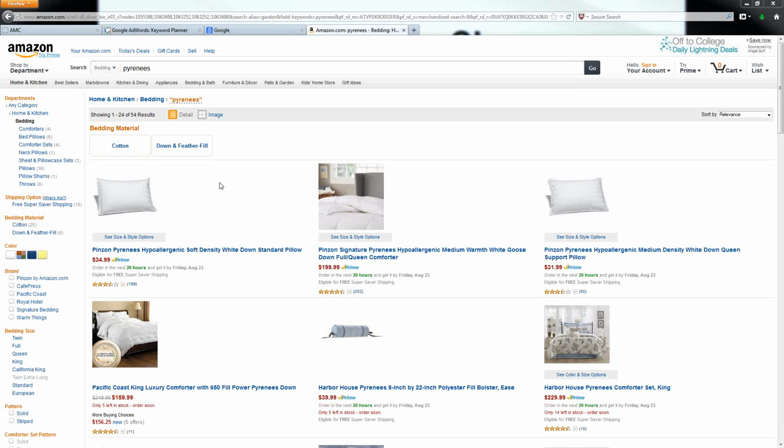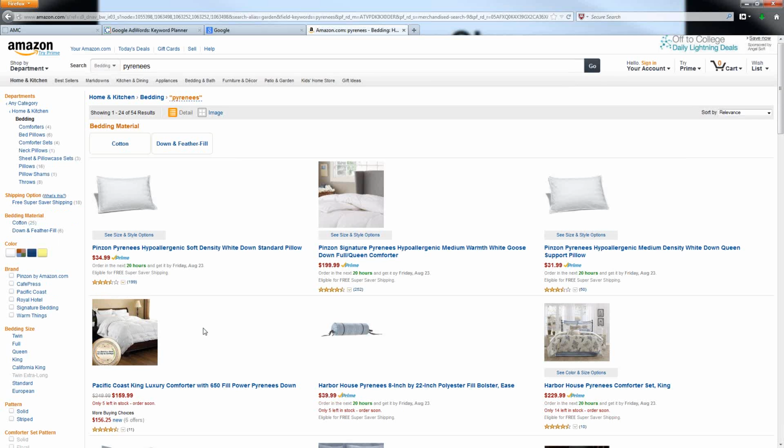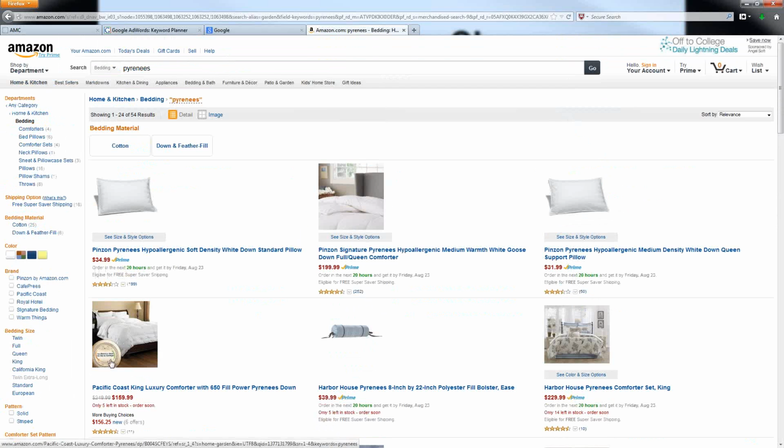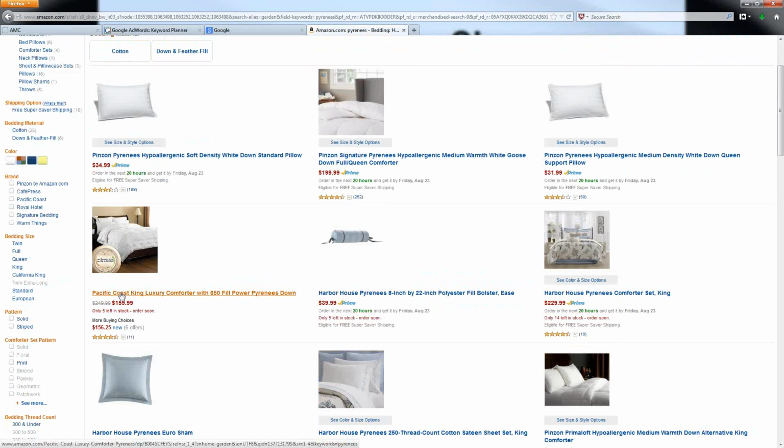So I don't necessarily need to know exactly what comforters I will promote on those pages at this point, but I simply need to know that they exist and that there are good options to choose from for my product advertisements. So for Pacific Coast, I can already find one right here on the same page where I found Penzon. Pacific Coast is actually a very similar brand.